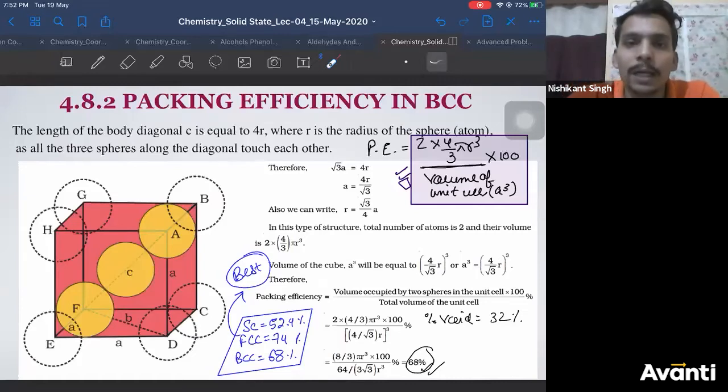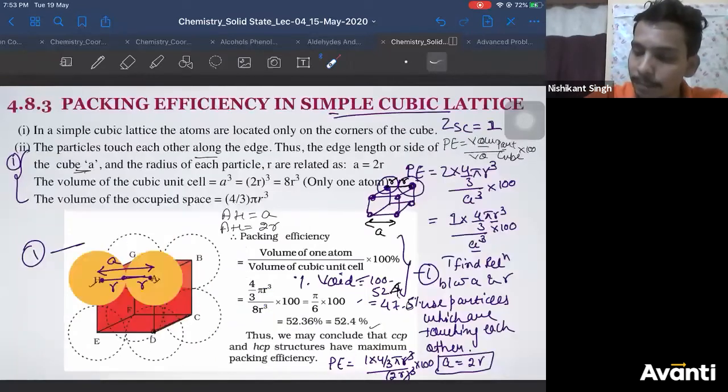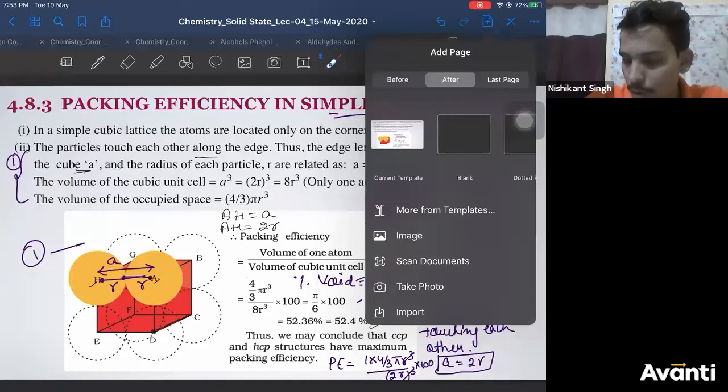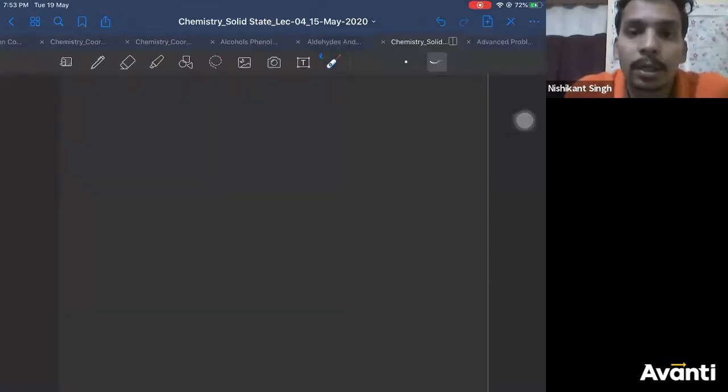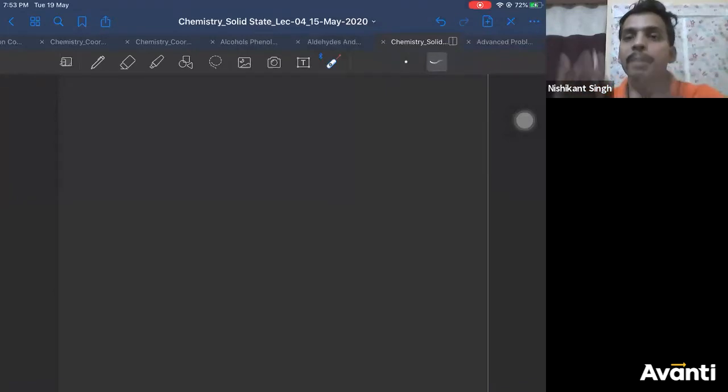So I was telling you that this is particularly the case with 3-dimension. I have not discussed any example of 2-dimension. So this is how you can find the packing efficiency of a 3-dimensional substance. Now I'll give you the example of how to find packing efficiency of a 2-dimensional substance. So let me take a 2-dimensional unit cell.